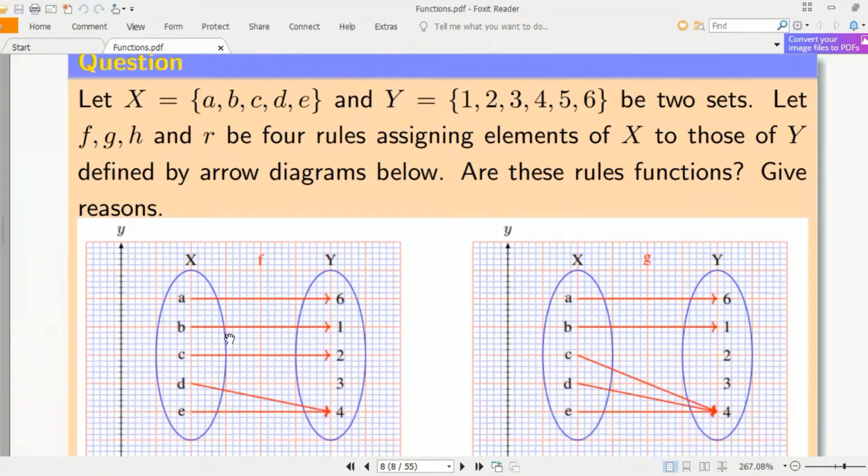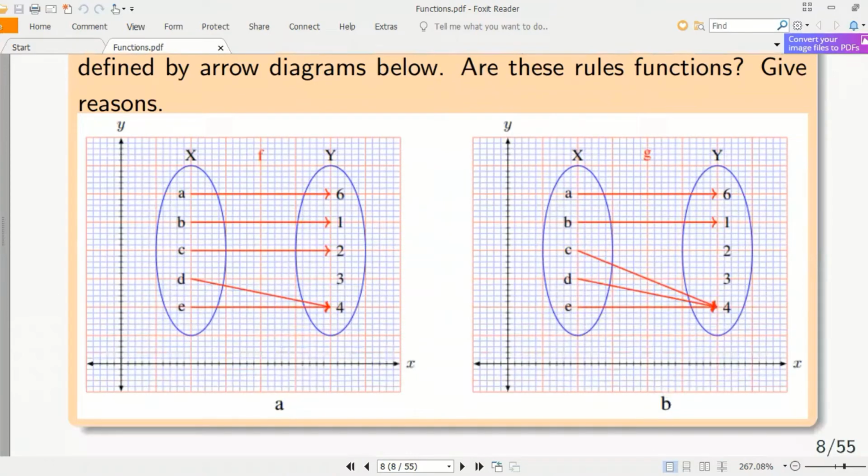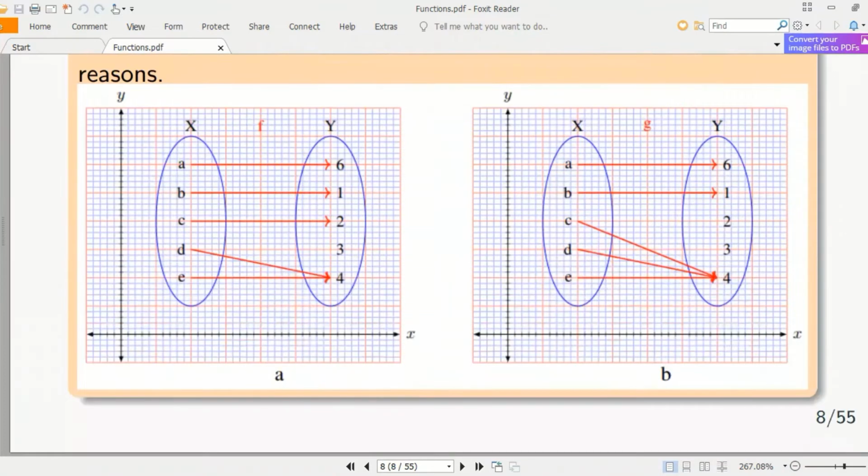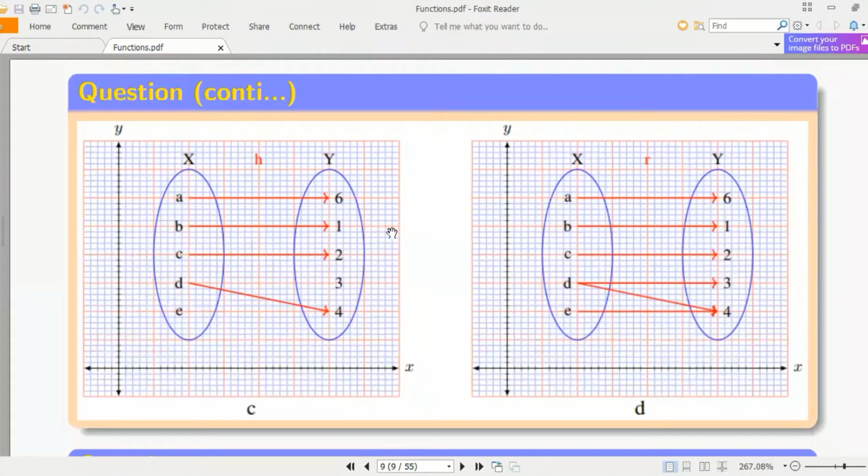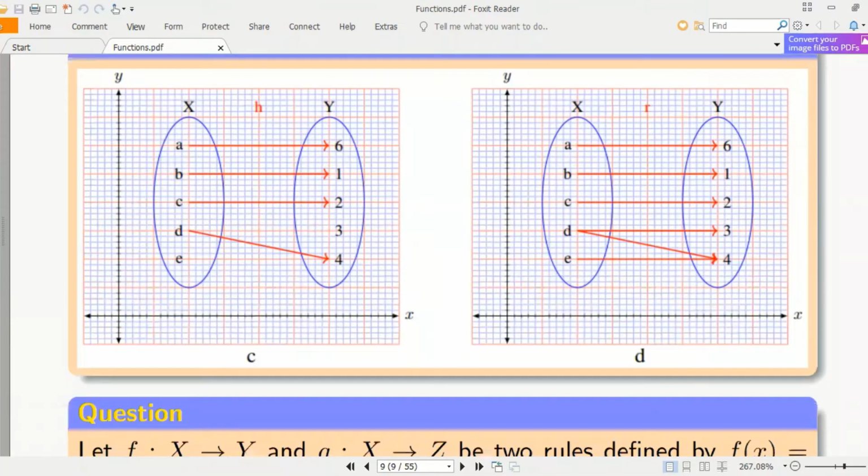So function F is here, function G is here. You tell whether F is a rule, whether G is a rule, by looking at how the elements of X have been assigned to those of Y, and then tell whether F is a function and whether G is a function. Once you are done with that, you can come to this other one. You have H here, and whether H is a function, by just looking at how it has been assigning elements of X to those of Y.